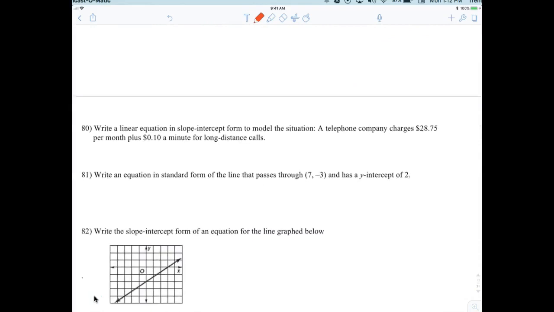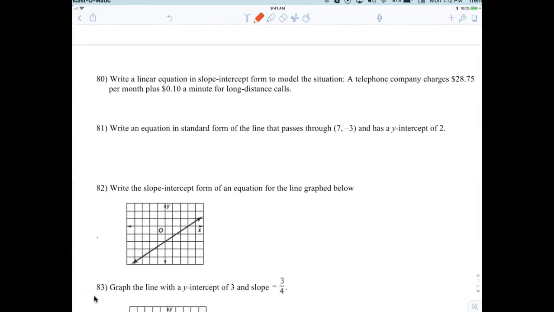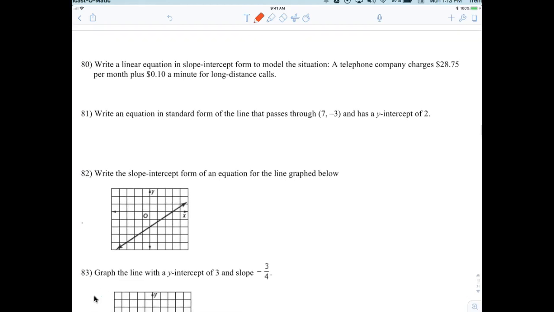Number 80. Write a linear equation in slope-intercept form to model this situation. A telephone company charges $28.75 per month. Per month represents the slope. All right. I'm sorry, I made a mistake. The $28.75 per month does represent a slope. All right, but they're asking you for the bill.